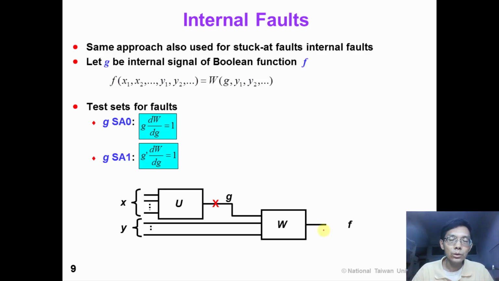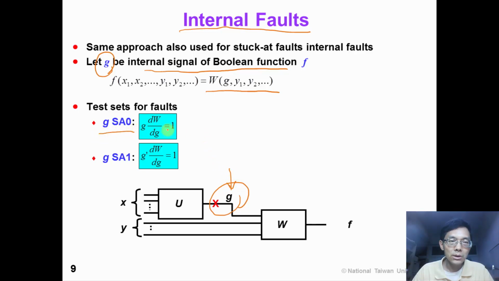Now, we know how to detect faults at the primary input. By applying the same technique, we can also detect faults at internal nodes. Suppose G is an internal signal of the Boolean function f, as shown in this figure. The function f can be written as function W of G and the other primary inputs y. If we want to detect the stuck-at fault at the internal signal G, the conditions are the same.